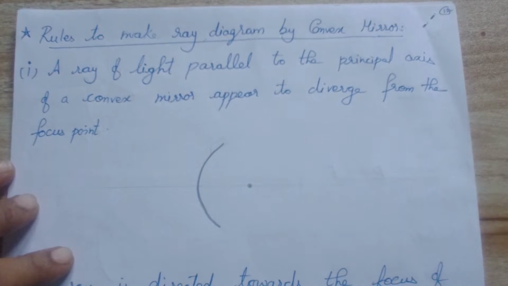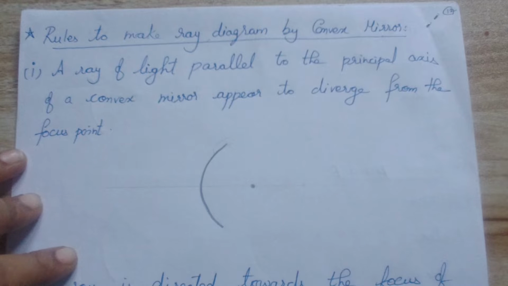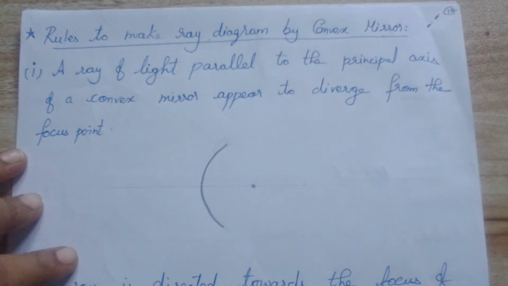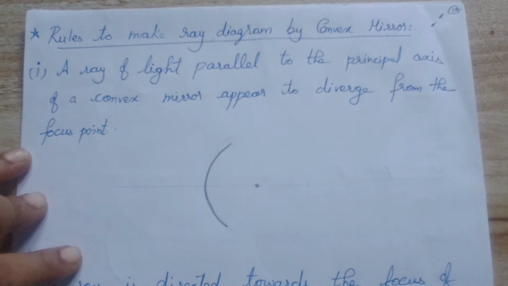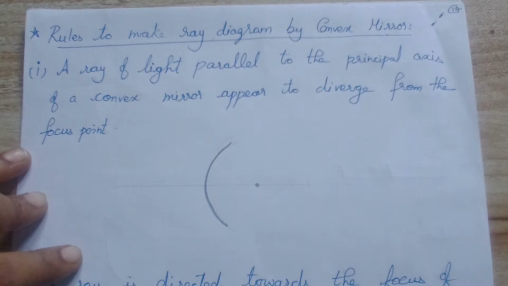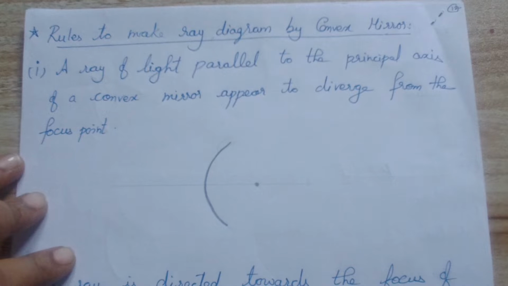In the concave mirror, we have four rules. The same rules apply. When a ray is parallel to the principal axis, the reflected ray will pass through the focus. Likewise, when the incident ray passes through the focus, the reflected ray will be parallel to the principal axis. When it passes through the center of curvature, it is reflected back along the same path. When it strikes the pole at some angle, it is reflected back at the same angle. The same rules are there, with a slight difference in where the image will be formed.